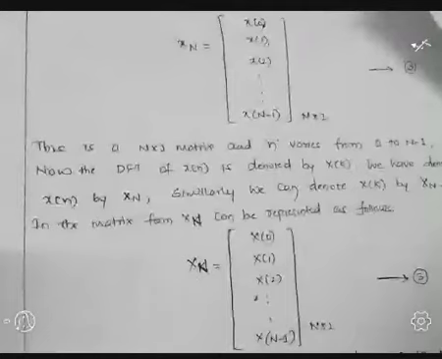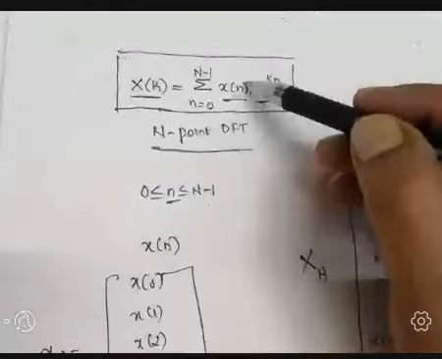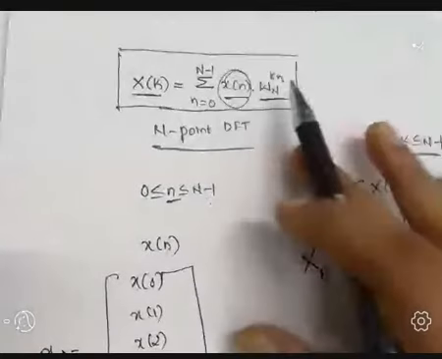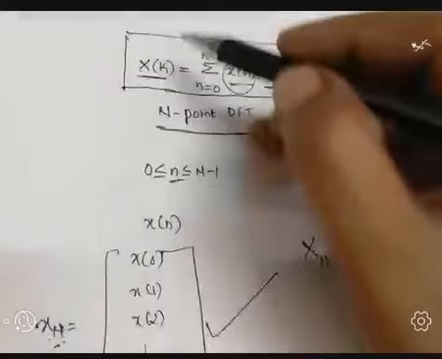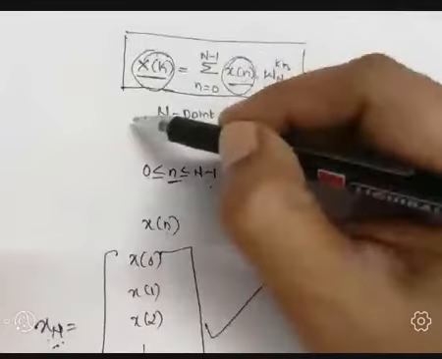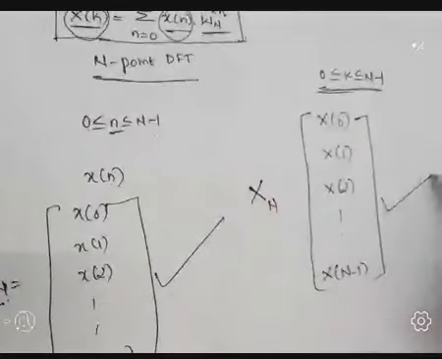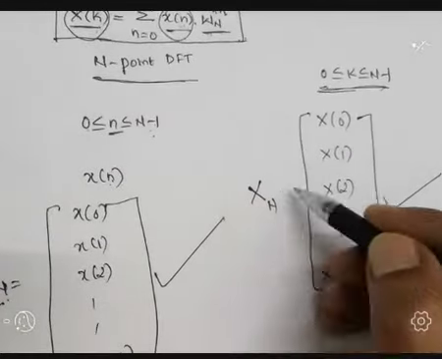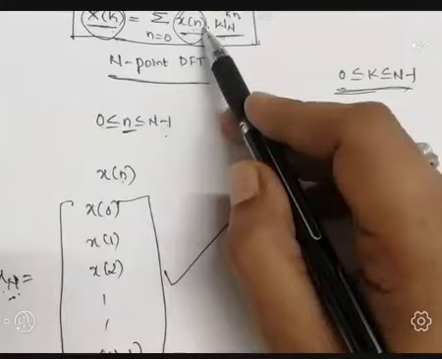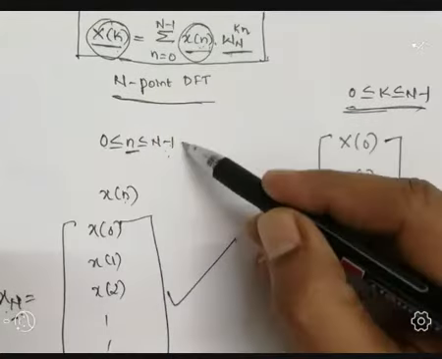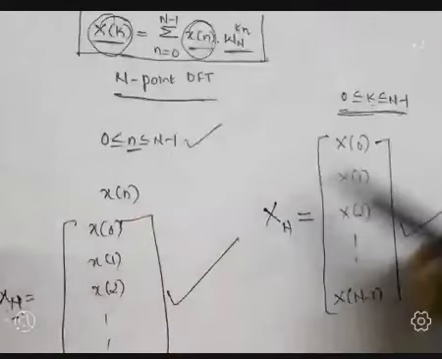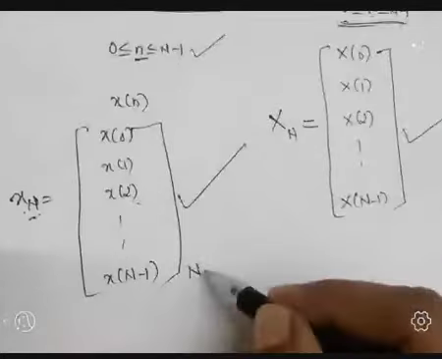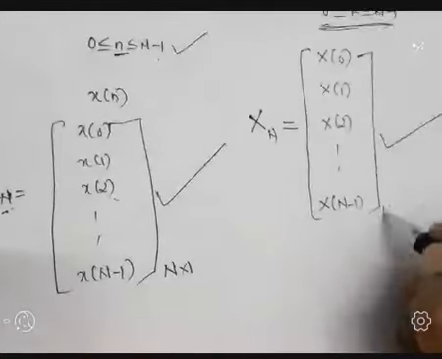So as per the definition of N-point DFT, we represented the given discrete time sequence x of n in terms of matrix format, that is small x suffix N. Similarly, the N-point DFT X of k is also represented in matrix format, that is capital X suffix N. In the case of x of n, the value of n varies from 0 to N minus 1, and in the case of X of k, the value of k varies from 0 to N minus 1. Both are N cross 1 matrices because there are N rows and one column.